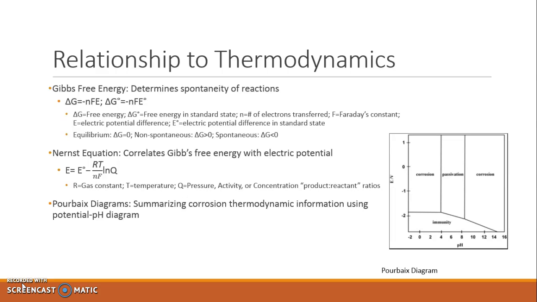Then there's the Pourbaix diagram, which summarizes corrosion thermodynamic information using a potential versus pH diagram, as shown in the bottom right. If we know the electric potential and the pH of a system, then we can predict if corrosion will occur based on the region you are in the diagram. If you're in the corrosion region, that means that corrosion is active and will happen. Passivation means that passive layers that inhibit the corrosion process are being formed, and immunity means that no corrosion will take place.